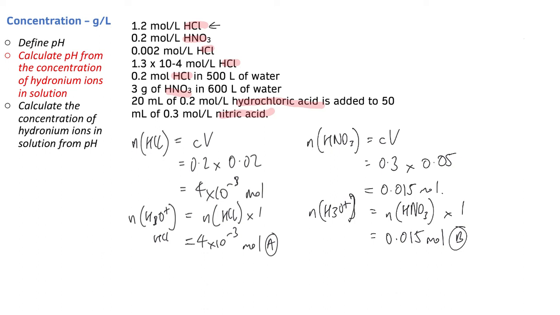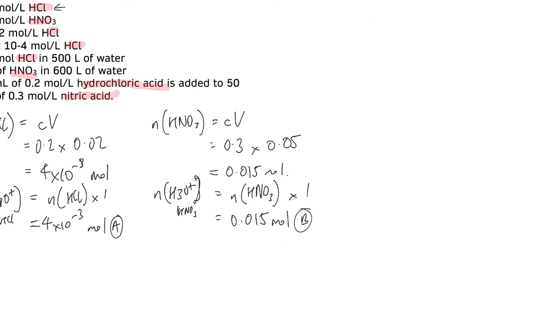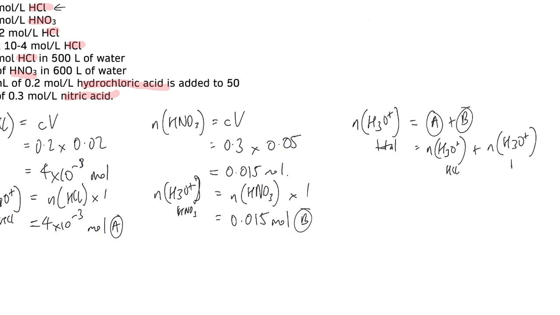Right, so now I say, okay, what's the total number of moles from the HNO3 and the HCl? The number of moles of H3O+ total will be equal to A plus B, or the number of moles of H3O+ from the HCl plus the number of moles of H3O+ from the HNO3, which will be equal to 0.019. Do I just put this in the pH calculation? No, because I've got to get the concentration.